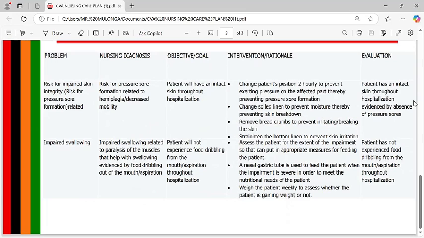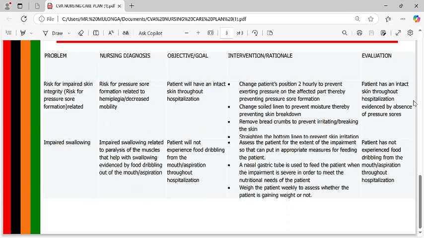So these pressure sore formations are a result of being bedridden, paralysis, or decreased mobility. So that's how we can write the nursing diagnosis to say: risk for pressure sore formation related to hemiplegia or decreased mobility.